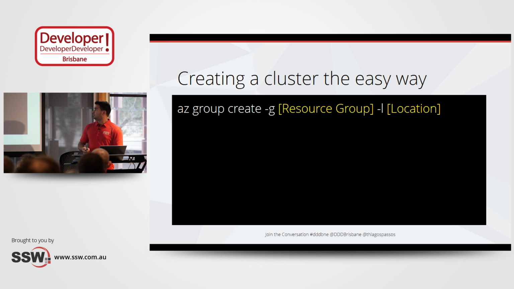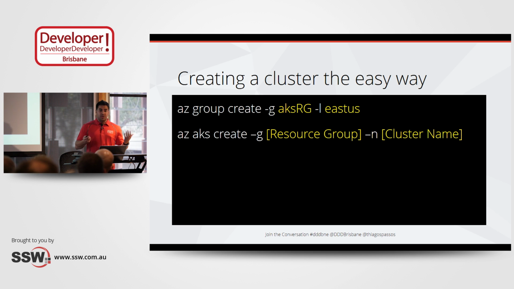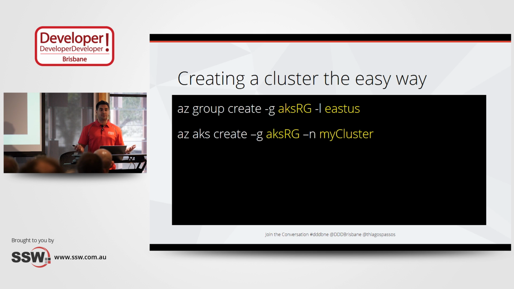So I'm going to create my resource group. I'm going to name it AKS RG. I'm going to use the East US location because Kubernetes is not available in every region, just a few. But anyway, it's working fine. And then I'm going to create my cluster. And that's basically it. With a single command, you've got a cluster, right?